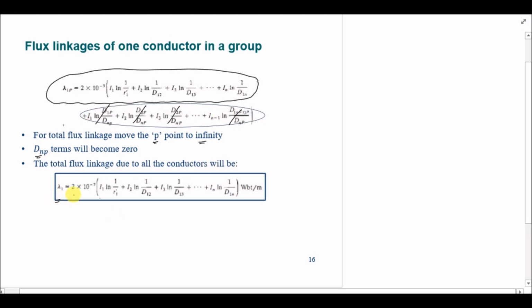The total flux linkage due to all the conductors will be lambda 1 equals 2 into 10 raised to minus 7 times I1 ln 1 over R1 dash, which is the fictitious radius, then d12 due to the current I2 from conductor 2, d13 due to the current in conductor number 3, up to d1n for conductor number n. This is the flux linkage value for conductor number 1 when it is placed in a group of conductors with current passing through all the conductors, right? If we have n conductors, we have n currents passing through them. We will use this formula when we have to find the inductance value for the composite conductor. Thank you.